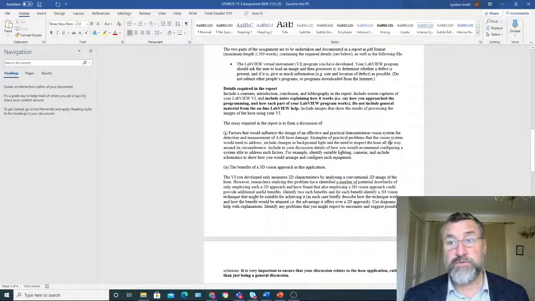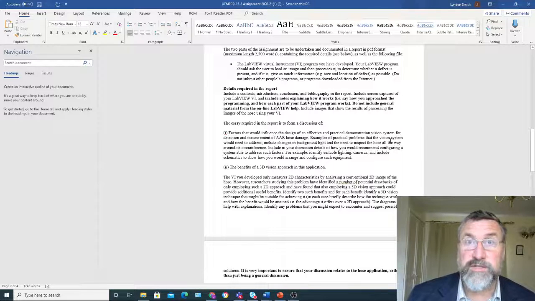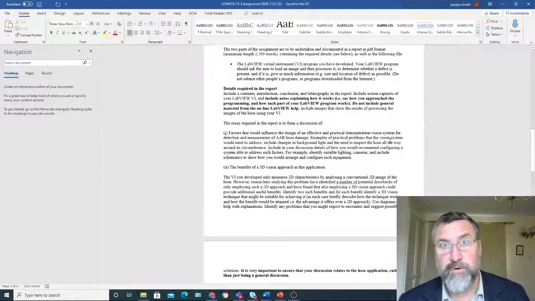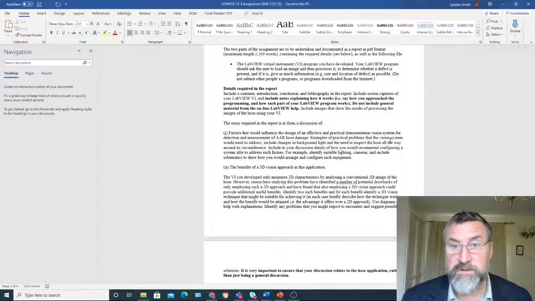Inspect all around the hose. Well, with obviously one camera, you can't inspect all around the hose, so you're probably going to include a diagram with more than one camera, and how you do it would be interesting for me to see.